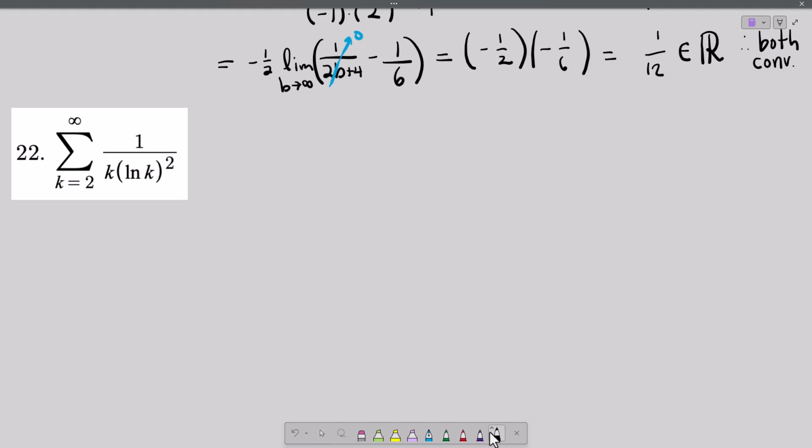So let's go ahead and try to integrate. So we're going to take the limit as b goes to infinity, integral from 2 to b, and I will convert these to x's. So there is the associated improper integral.